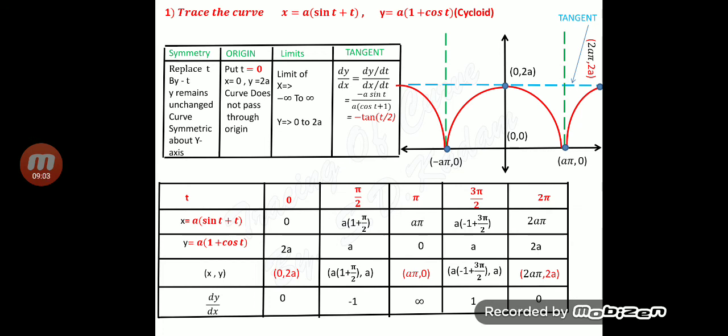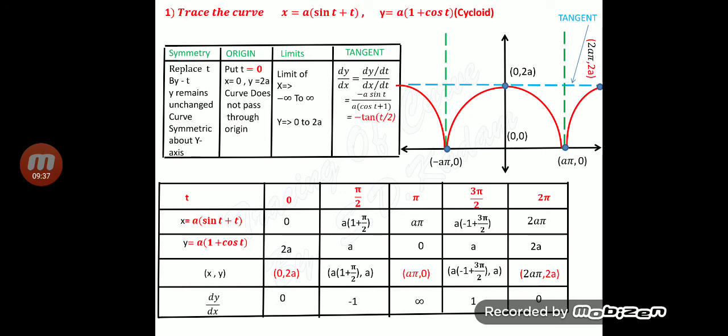And we know that for the tangent, to find dy by dx, that is dy by dt upon dx by dt. After simplification we get the value as minus tan t by 2. Put the values of t in dy by dx so that we will get the values of dy by dx. And we only have to consider dy by dx as 0, infinity and 0, because if dy by dx is 0, tangent is parallel to the x-axis. If dy by dx is infinity, tangent is parallel to the y-axis from that point.